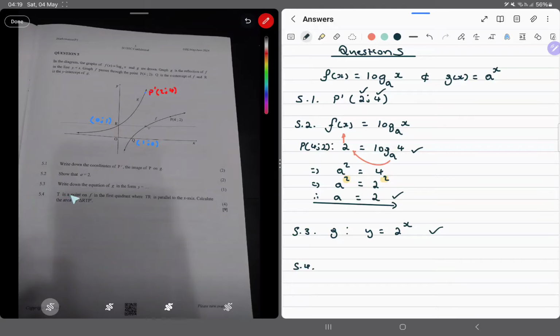5.4 says T is a point on f in the first quadrant. So my student already indicated where this possibly is going to be the point T, where TR is parallel to the x-axis. So TR, which is this distance, is parallel to the x-axis, making it a horizontal line.